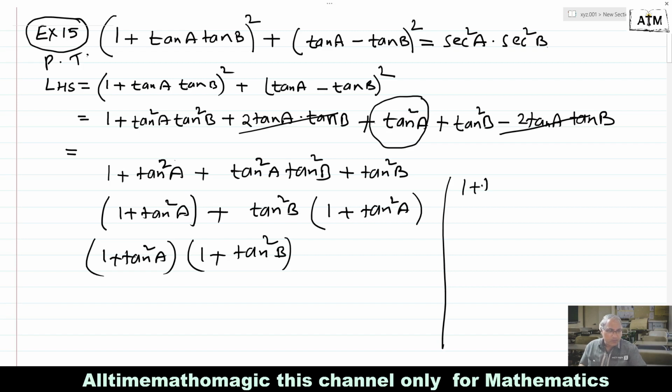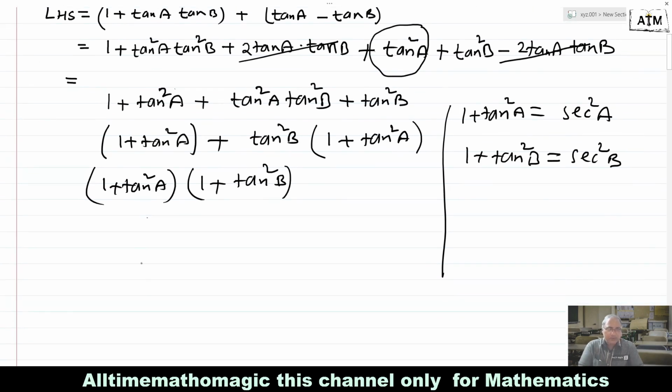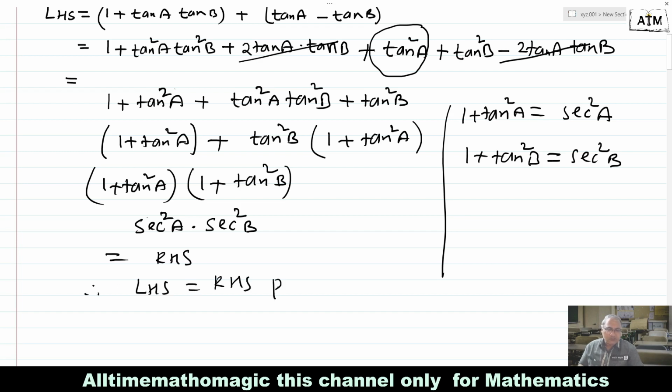We know that 1 plus tan square A equals sec square A, and 1 plus tan square B equals sec square B. Therefore the result of the first bracket becomes sec square A, and the result of the second bracket becomes sec square B, that is equal to RHS. Therefore LHS equals RHS, proved.